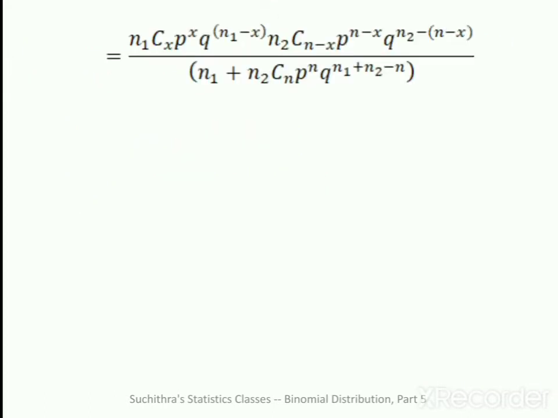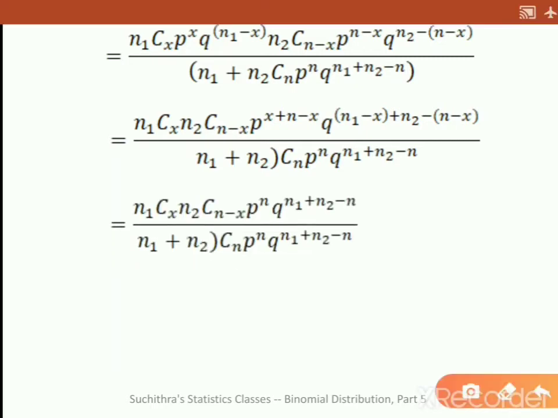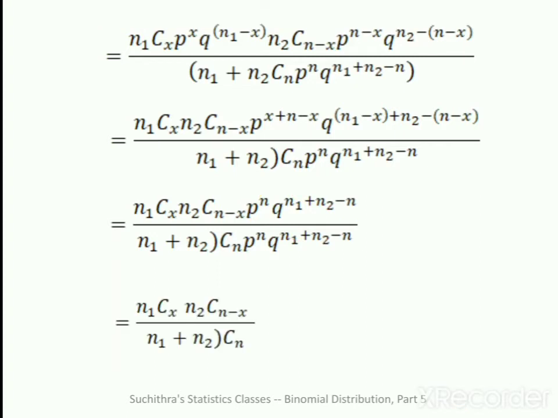Expanding, we will get this expression: n1cx p raised to x q raised to n1 minus x, times n2cn minus x p raised to n minus x q raised to n2 minus n plus x, divided by n1 plus n2cn p raised to n q raised to n1 plus n2 minus n. Combine the p's and q's. We can cancel all the p's and all the q's. The result is n1cx n2cn minus x divided by n1 plus n2cn, which is the required result.